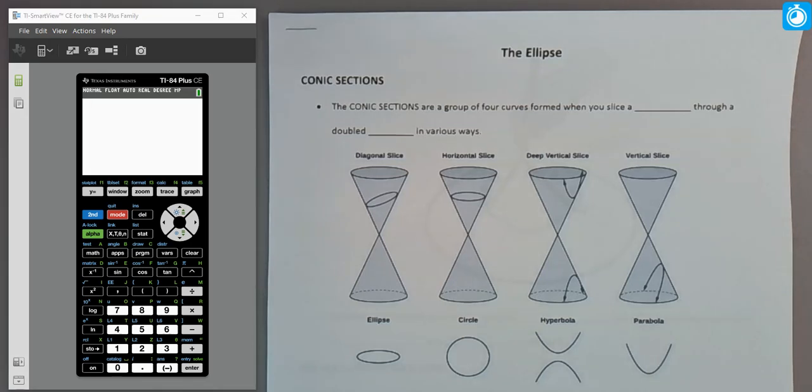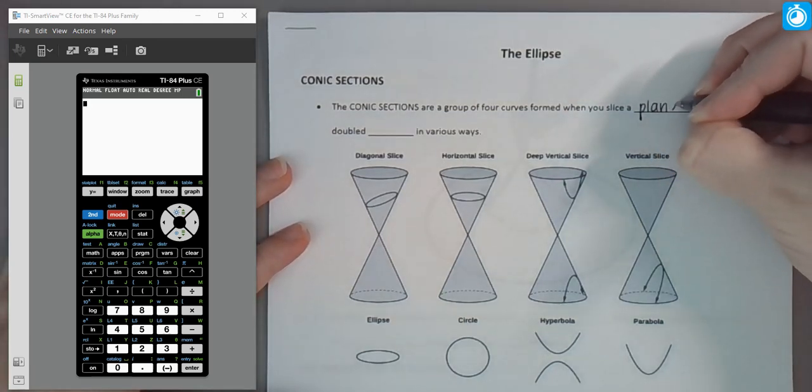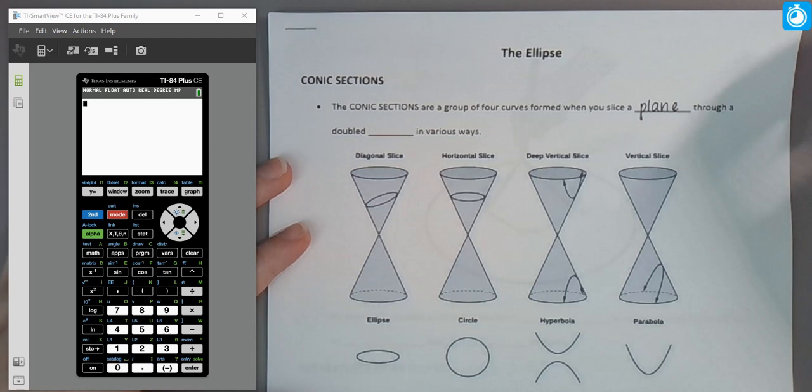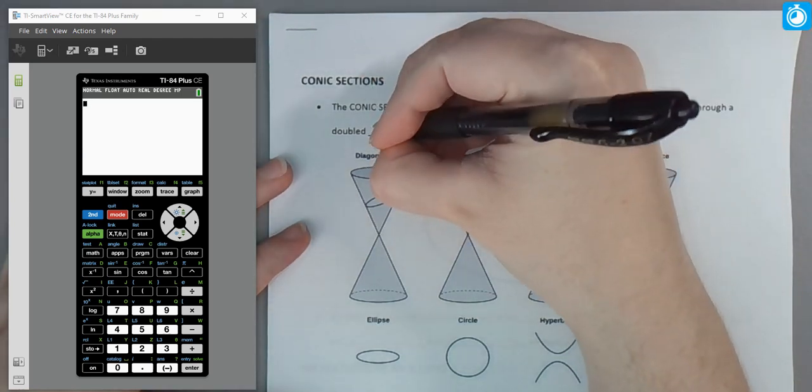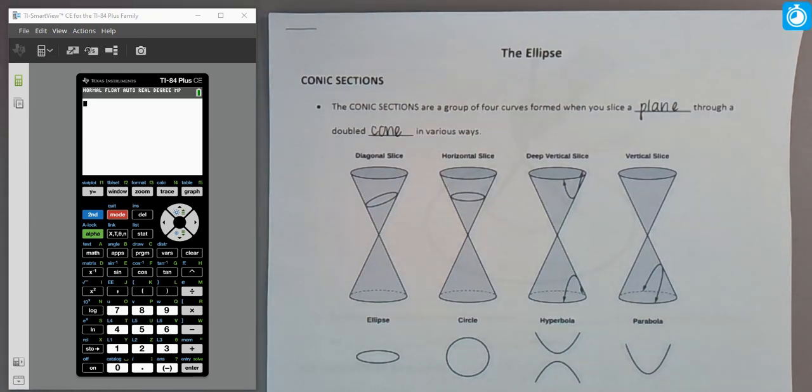In this video, we're going to introduce the class of graphs referred to as conic sections. The conic sections are so named because each is formed when you slice a plane, in other words, just a flat two-dimensional surface, through a doubled cone, what we refer to as a double napped cone, in various ways.